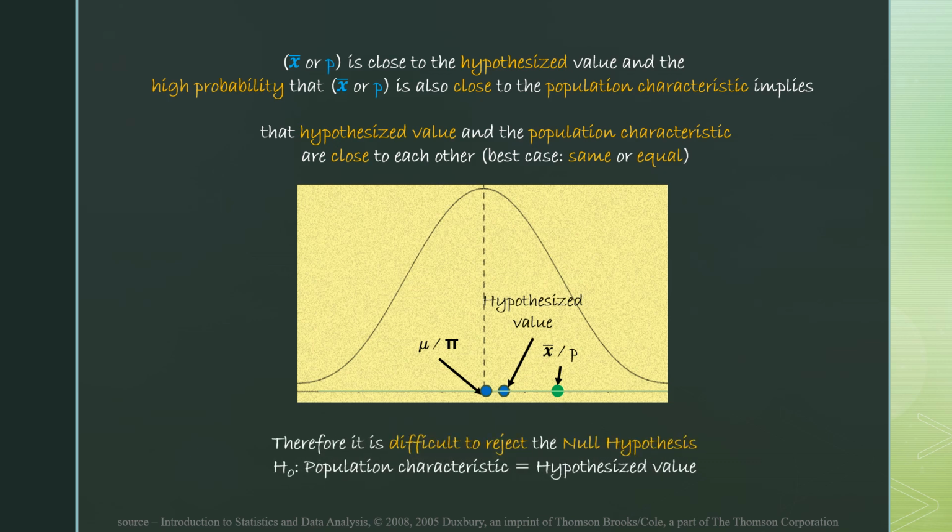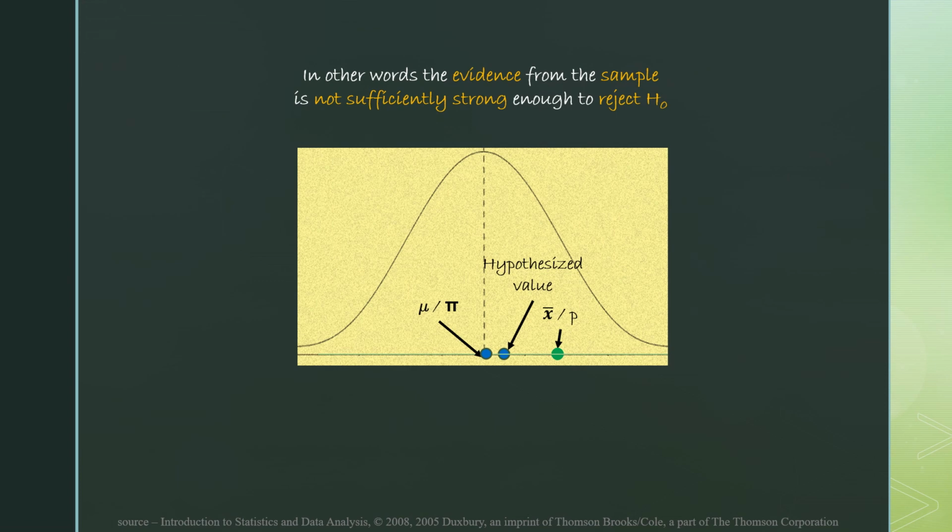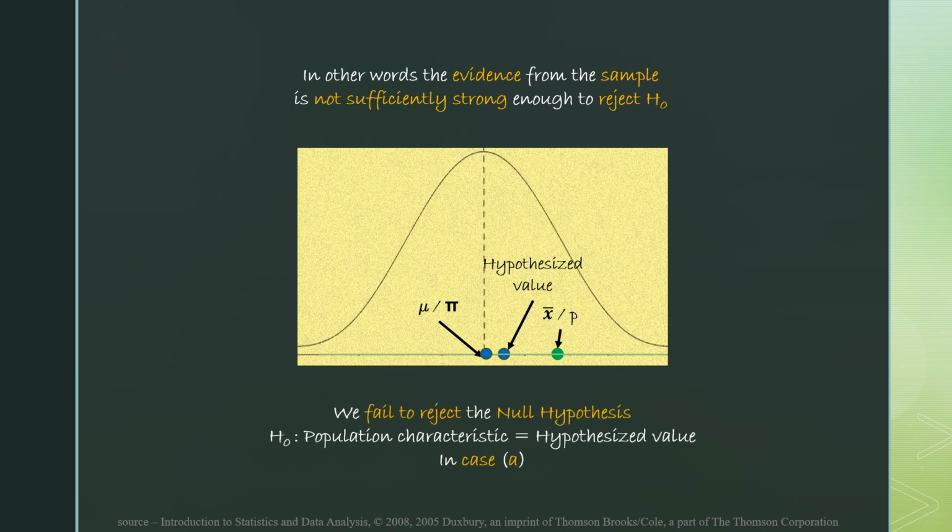Therefore, it is difficult to reject the null hypothesis H0, which claims that the population characteristic equals the hypothesized value, when x bar or p is close to the hypothesized value. In other words, the evidence from the sample is not sufficiently strong enough to reject H0. We fail to reject the null hypothesis H0, that is, population characteristic equals hypothesized value in case A.